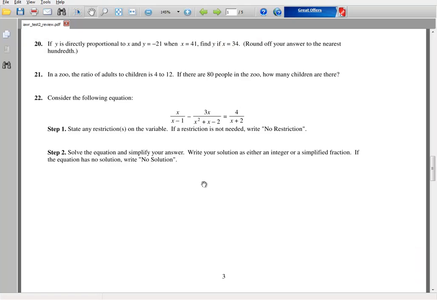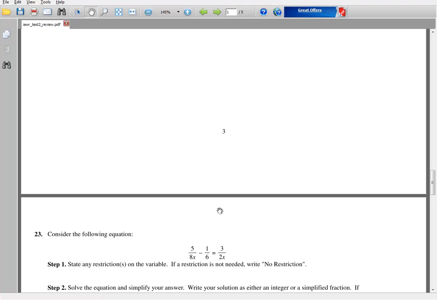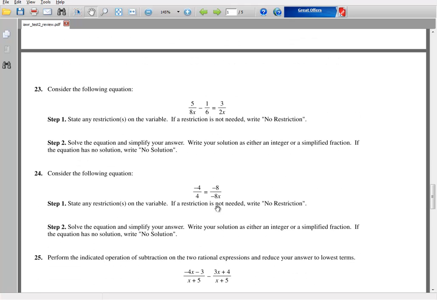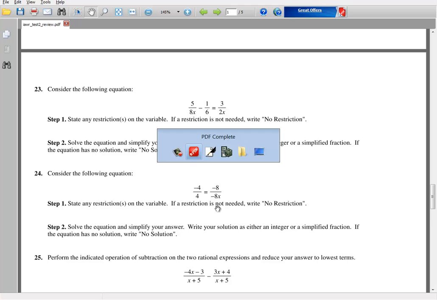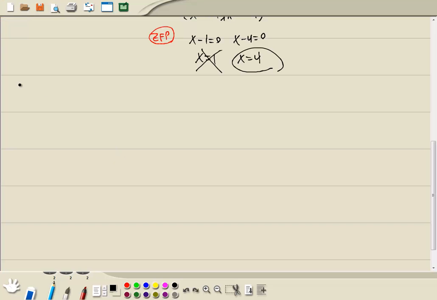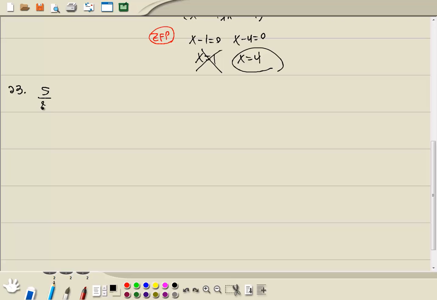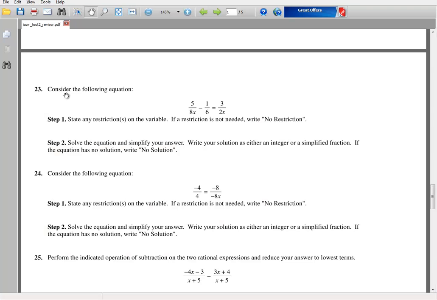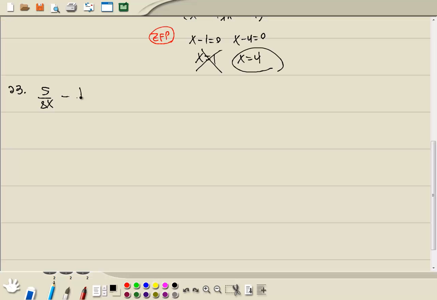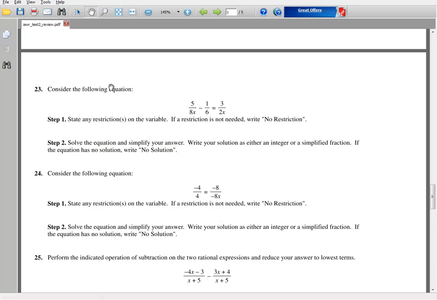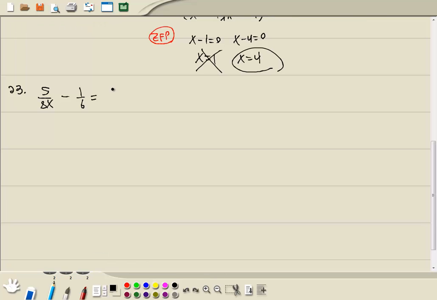Okay, let's take a look at the next one. Take a look at 23. We got 5 over 8x minus 1/6 equals 3 over 2x.